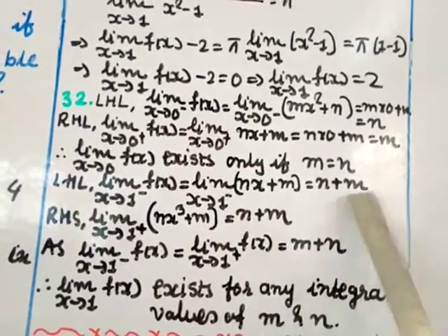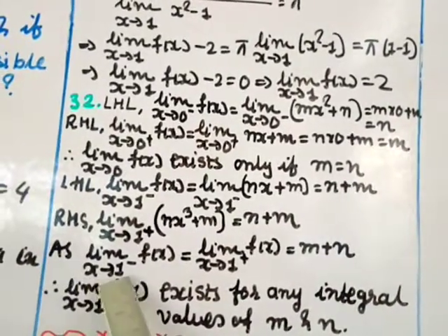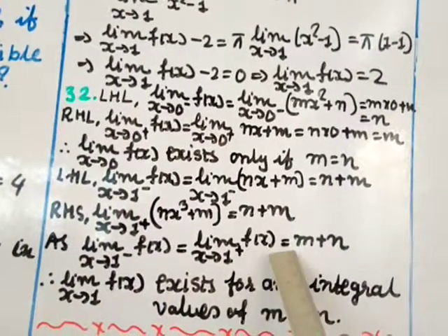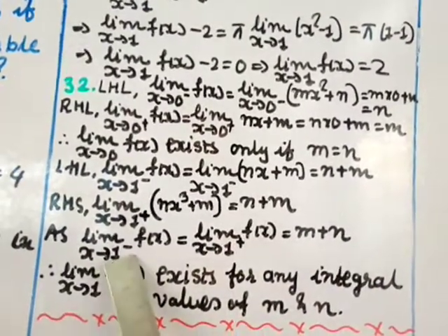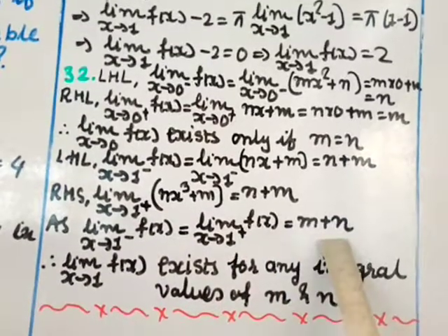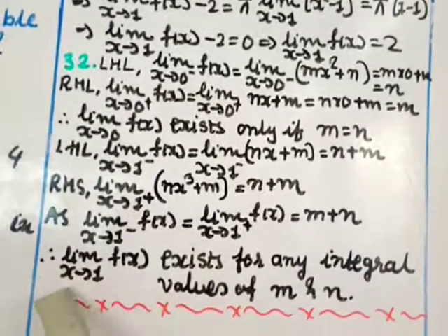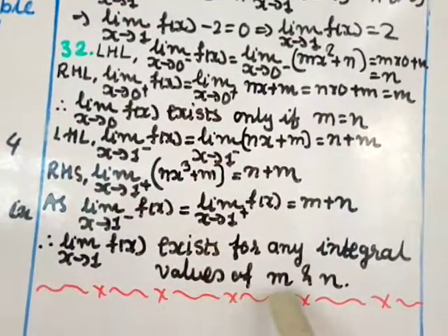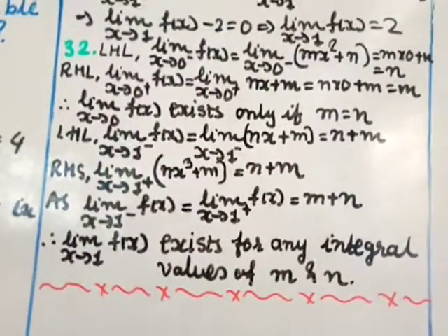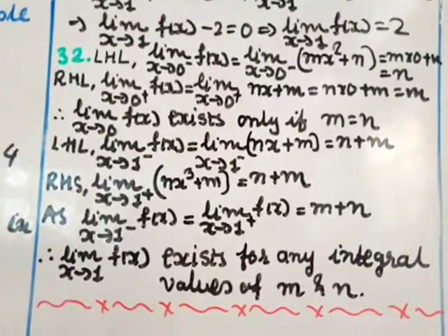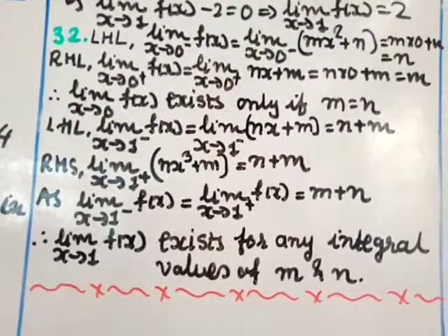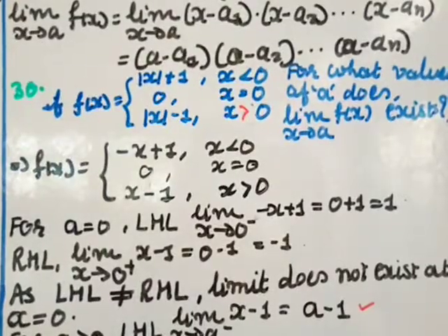So we have found both same, as limit x tends to 1 minus of f(x) equal to limit x tends to 1 plus of f(x) equal to m plus n, that is, left hand limit equal to right hand limit equal to m plus n. Therefore limit x tends to 1 of f(x) exists for any integer values of m and n. Okay, so that is the solution for question number 32, and here we end exercise 13.1, and we'll keep this much for today. Thank you very much.